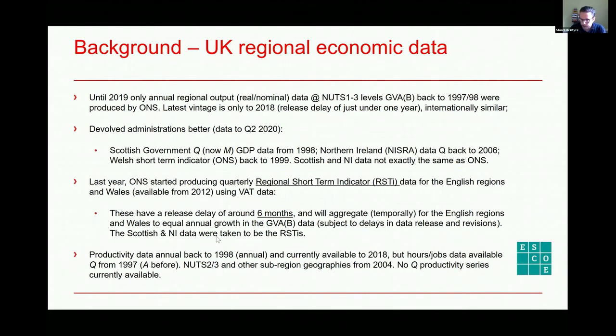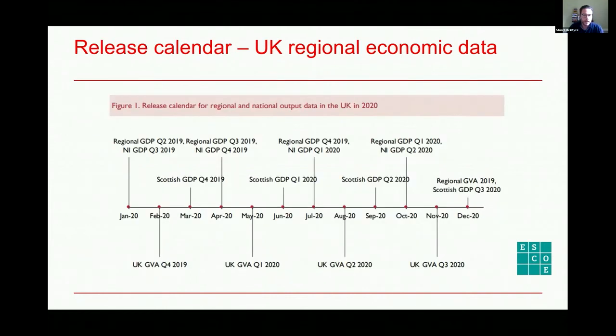So I've talked a bit about the release calendar. I always think it's useful just to show you what that means. So if we take the year 2020, UK GVA, so GDP essentially, ONS colleagues may cringe slightly at that, but think of it as essentially GDP in this context. For Q4 2019 was released in February. Scottish Government's Q4 data followed in March. In April, we got the Rusty data Laura was talking about, but that was only up to Q3 of 2019.